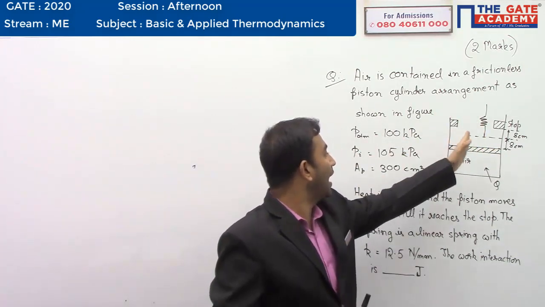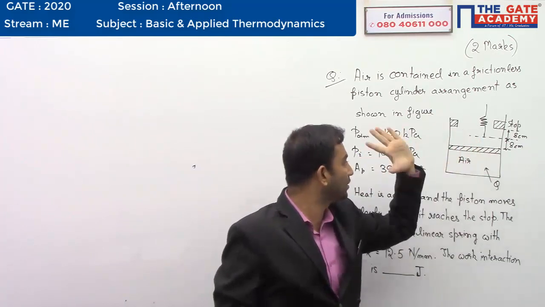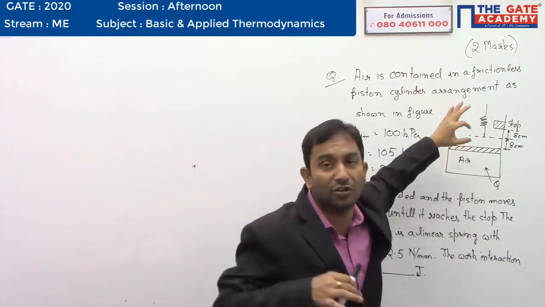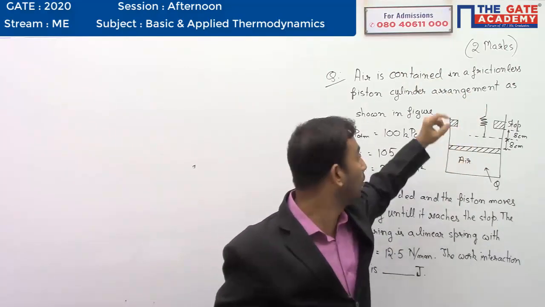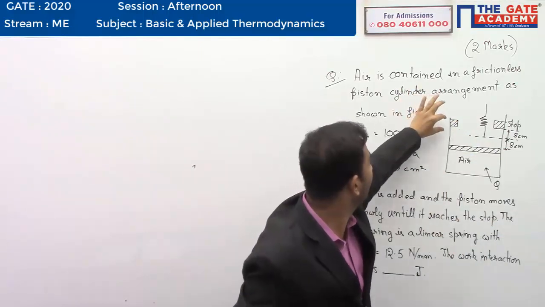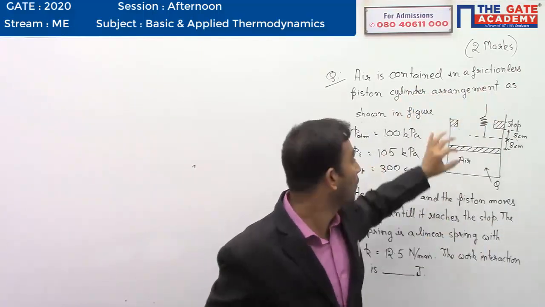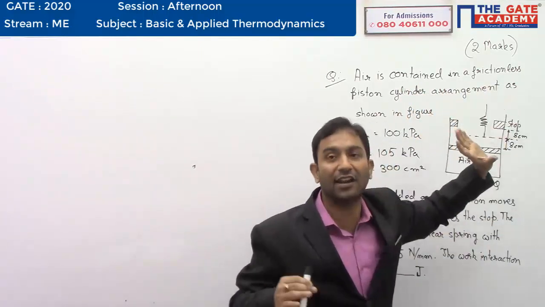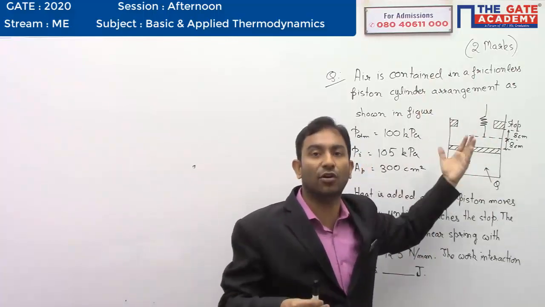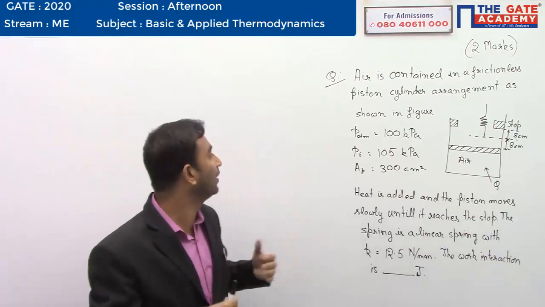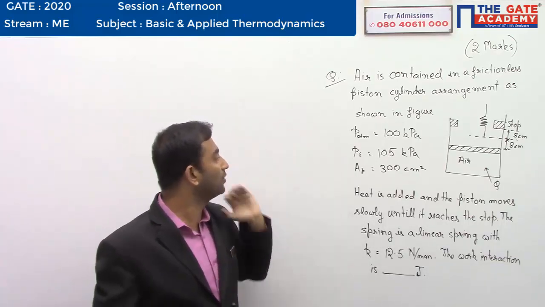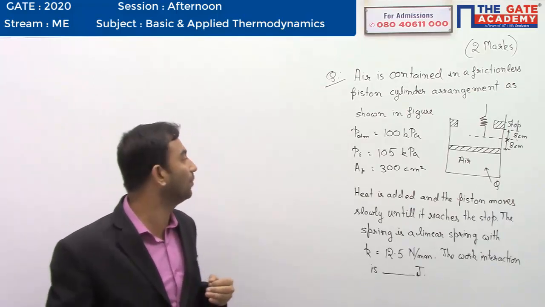We have air enclosed by a piston. This is your piston, and we have a spring over here. The spring is not touching the piston, but it is 8 centimeter above the piston. Then we have stoppers in the cylinder which are 8 plus 8, that is 16 centimeter above the piston. This is your equilibrium condition. We are given some data over here. What is given to us? Atmospheric pressure is equal to 100 kilopascal.